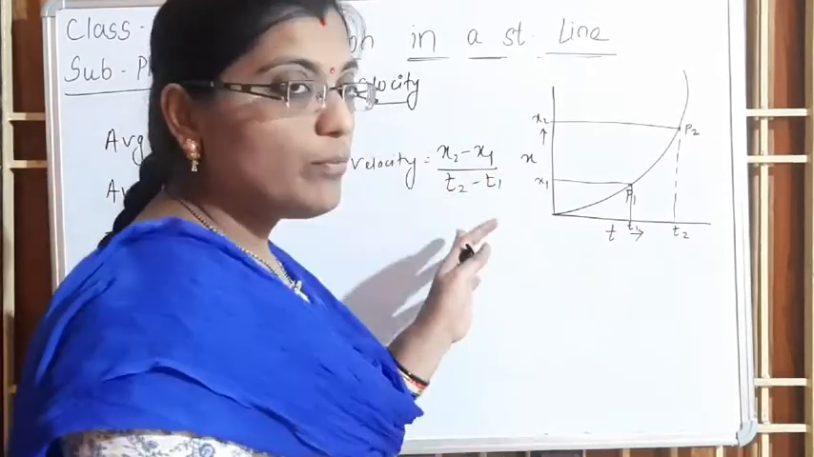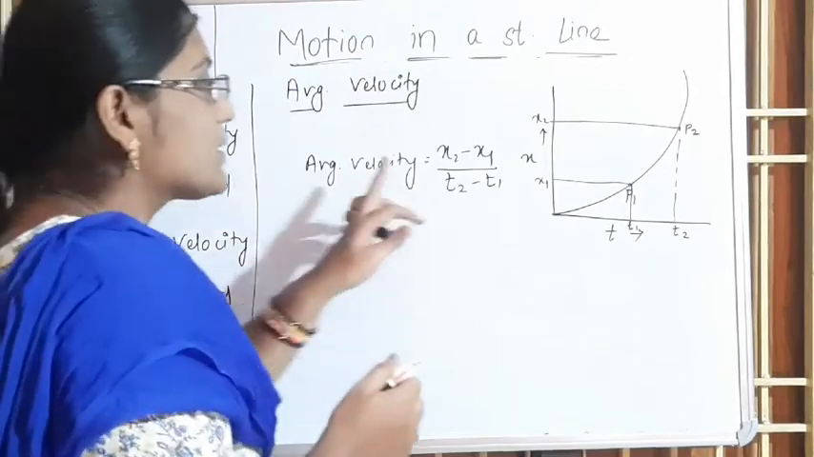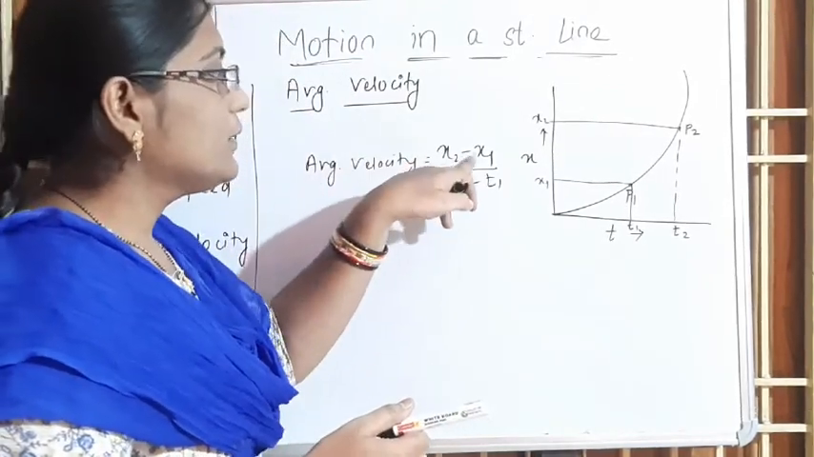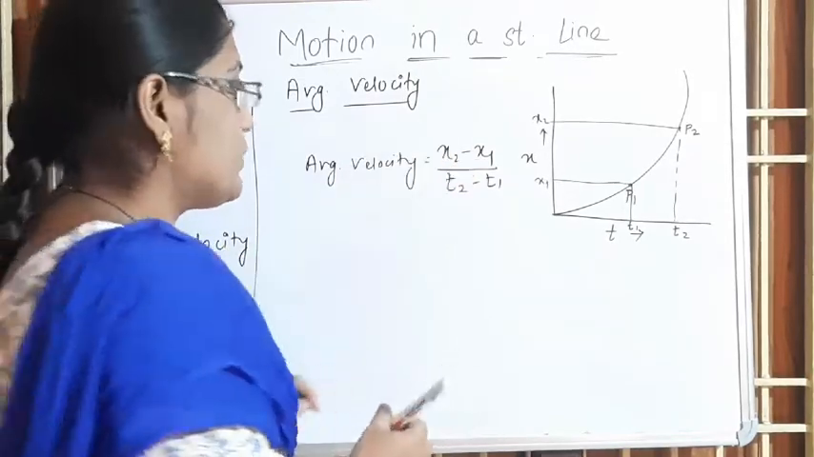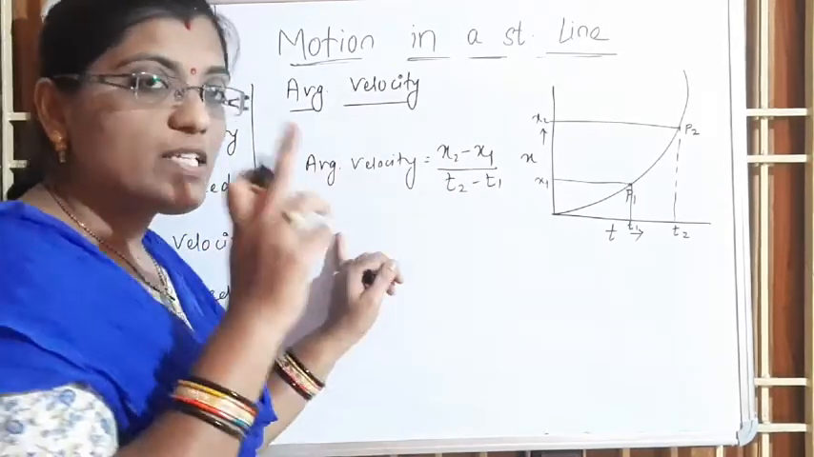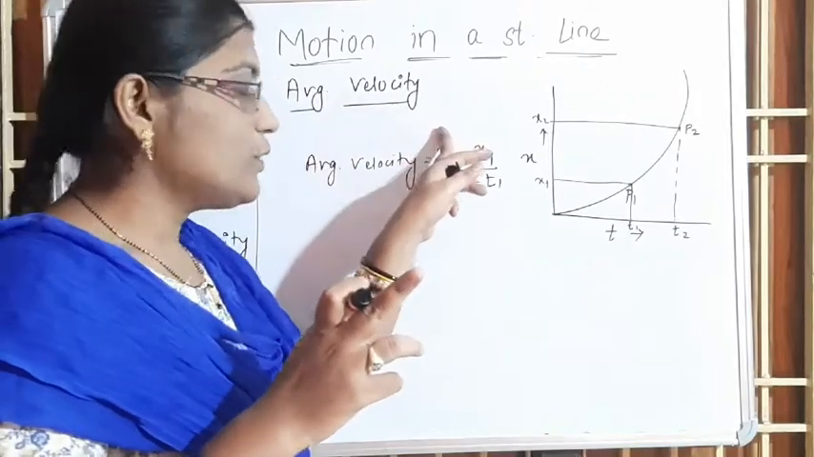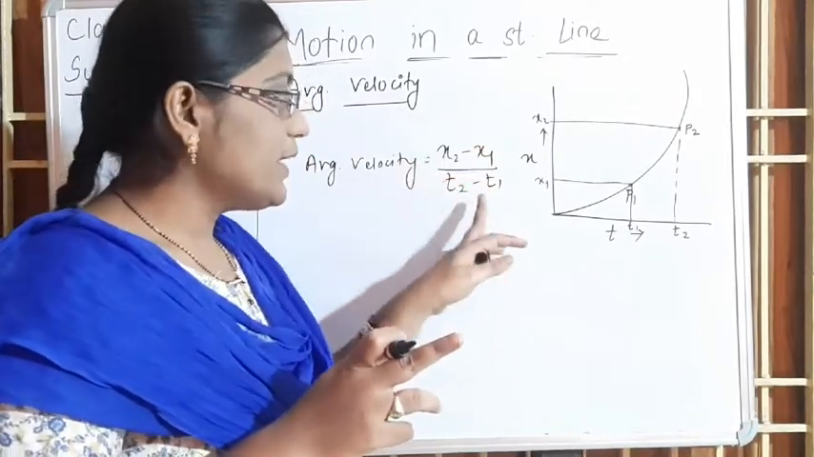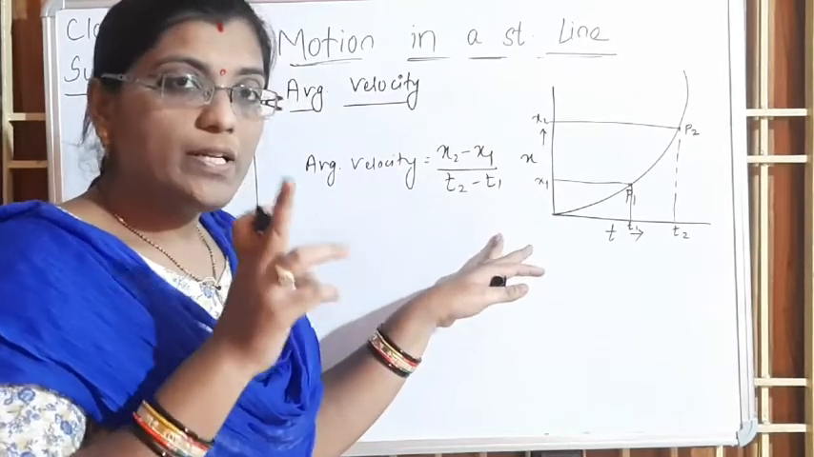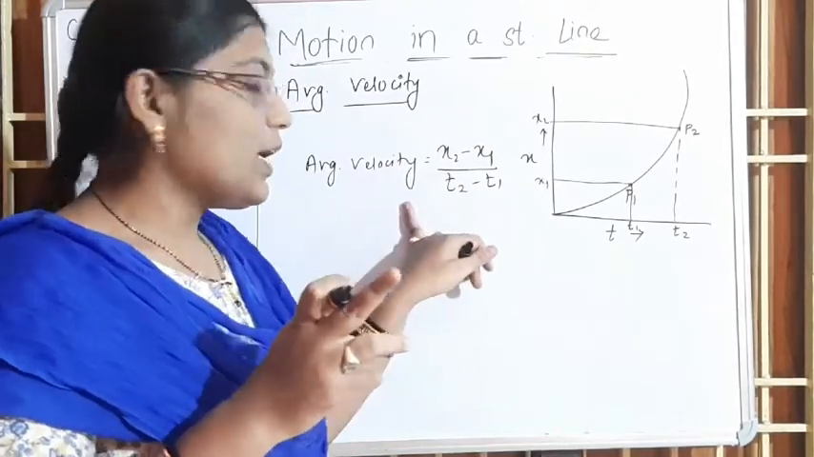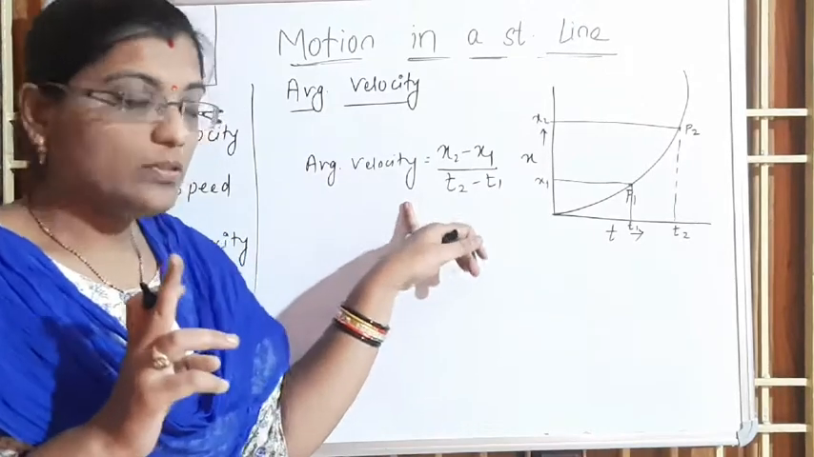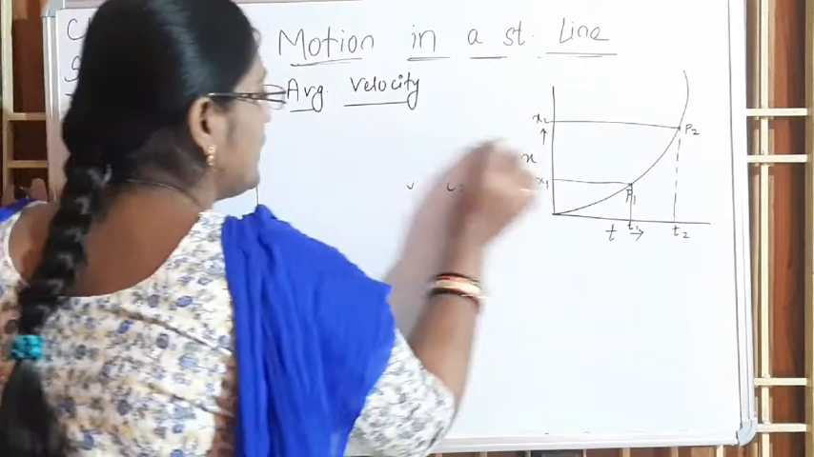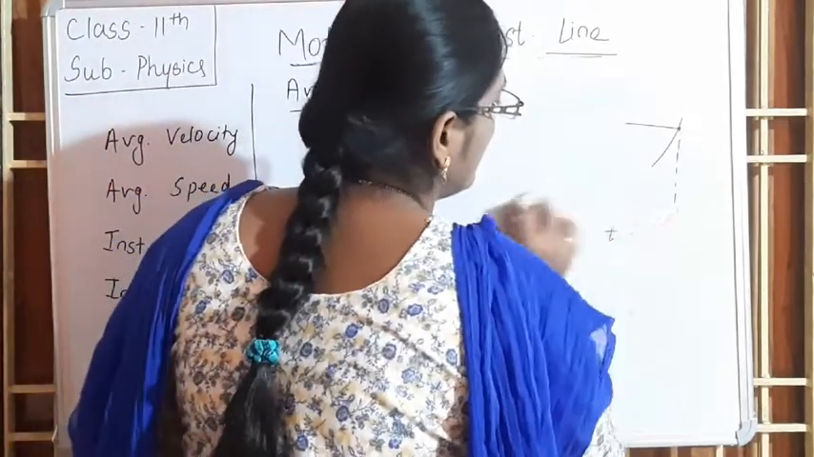which is the same as the previous formula. And the sign of the average velocity will depend on the sign of the displacement. If displacement is positive, average velocity is positive. If displacement is negative, average velocity is negative. And if the displacement is zero, then average velocity will be zero. Clear? Now we will see the graph for positive, negative and zero average velocity.